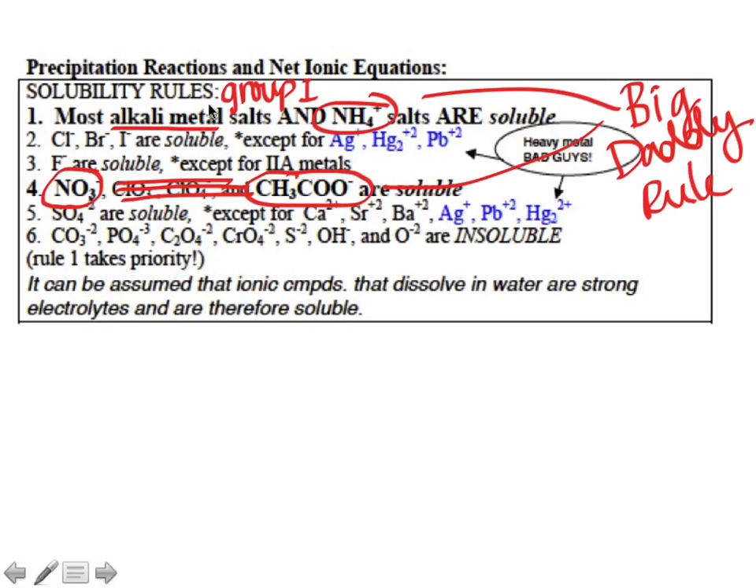Okay, so then we get to group 2, rule number 2. Chlorine, bromine, and iodine are soluble except for when they are with silver, mercury, and lead. So chlorine, bromine, and iodine, what type of elements are they? They are the halogens. Okay, so how do we remember this? This is how I remember it.